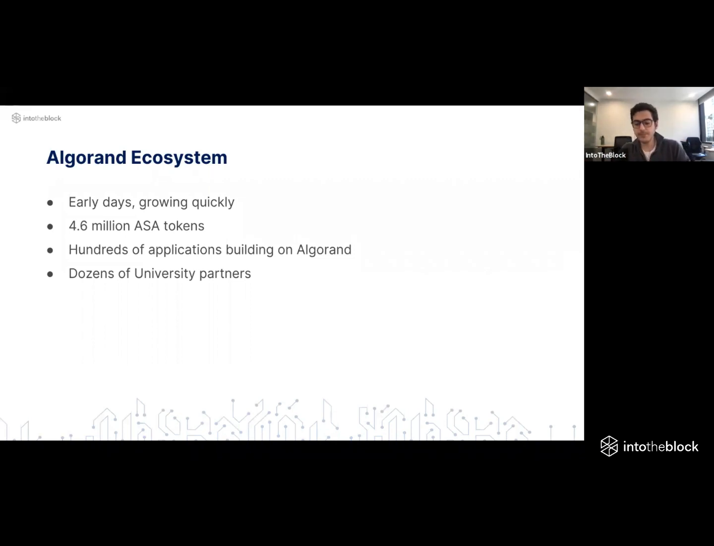Algorand has been live for around a year or so, and they just launched their AVM 1.0 version. So it's still very much in the early days, even though we're starting to see more and more applications being fostered in the ecosystem. Algorand already has 4.6 million ASA tokens, growing at a remarkable pace.